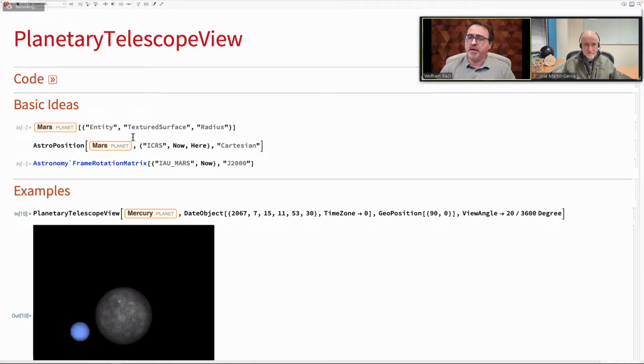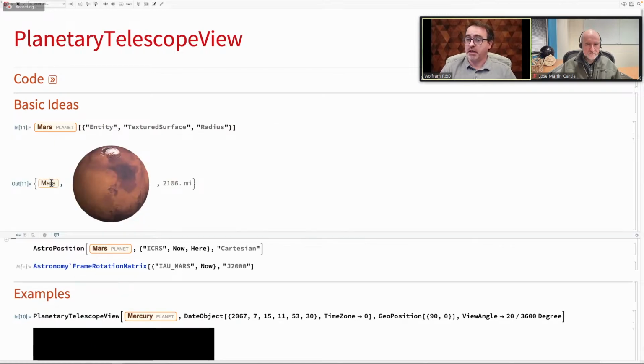And the basic ideas we're going to explore are, there's basically three basic points here. We've got some data that we get from entity values. So here, for example, we have Mars. You can ask for the entity that corresponds to it, the textured surface, and the radius. So if I evaluate that, you'll get three things back. Once again, you get the entity, which you fed in anyway. There's the textured surface. This is an actual 3D object, so I can rotate it with my mouse here. And then there's the radius. So these just come from entity value.